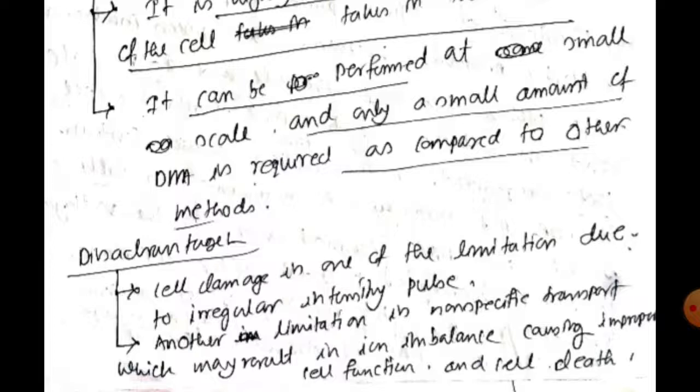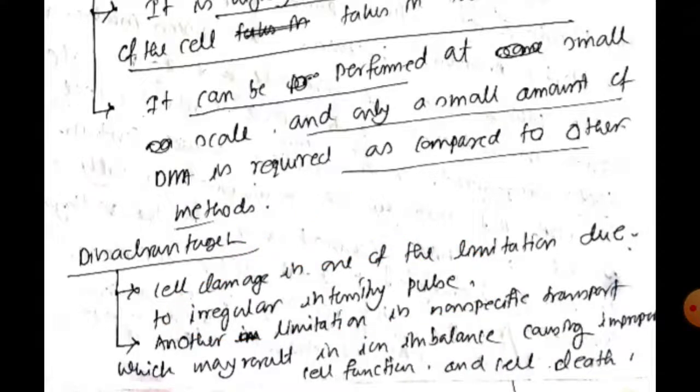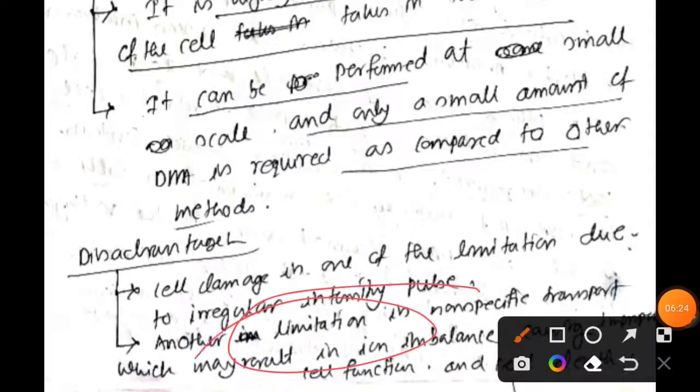Now the disadvantages. As it is very clear that we are using an electrical impulse, there is a chance that the cell membrane will be disrupted permanently. As a result, it will facilitate cell damage, and this is possible mostly when we are using an irregular intensity pulse. Another important limitation is that we are doing non-specific transport, so there can be a chance of ionic imbalance, which will cause the death of the cell.